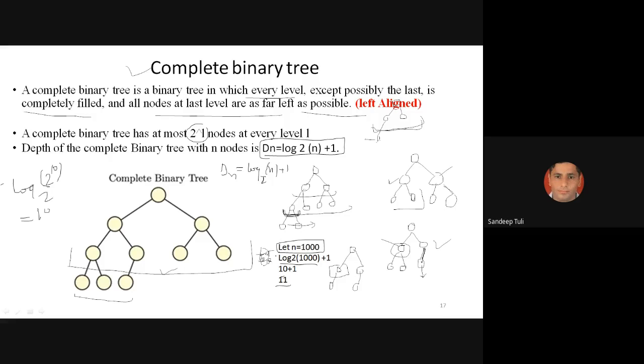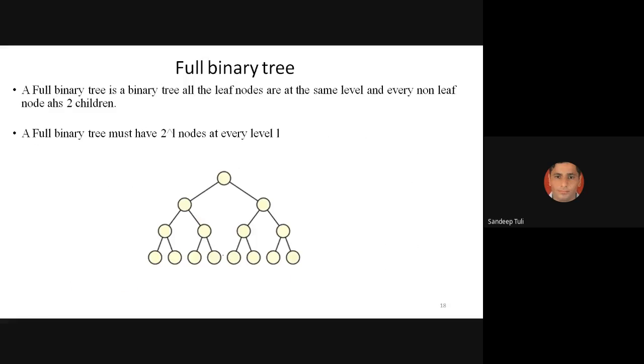Is it okay? So, sir, can we have a single right-hand side leaf node in the complete binary tree? No, no. Okay, sir. Now coming on to the full binary tree.